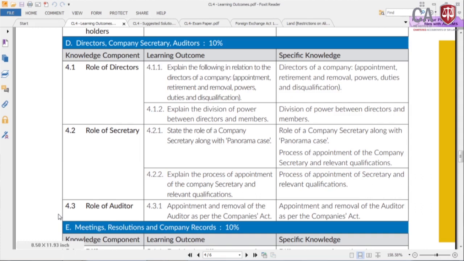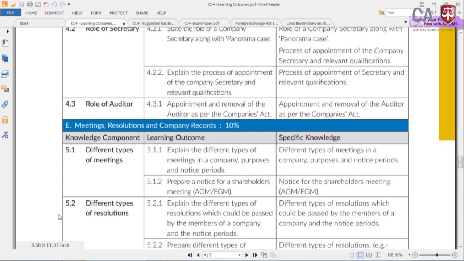Then on the role of auditor, appointment and removal of auditor as per the Companies Act, and having a specific knowledge on the appointment and removal of the auditor as per the Companies Act.